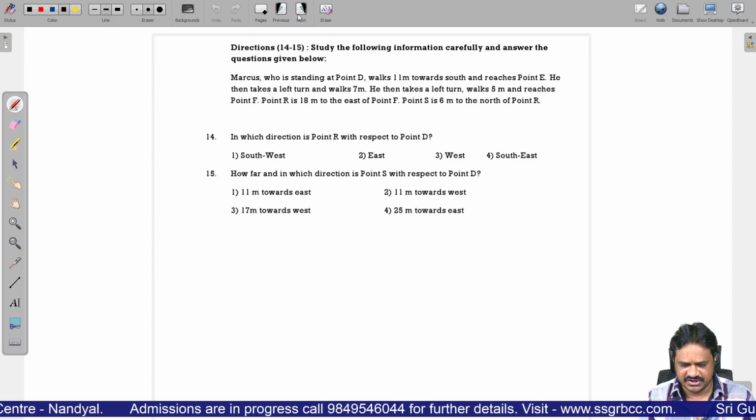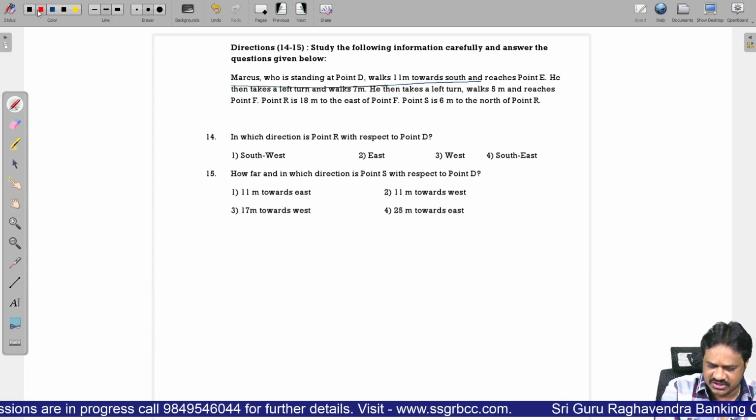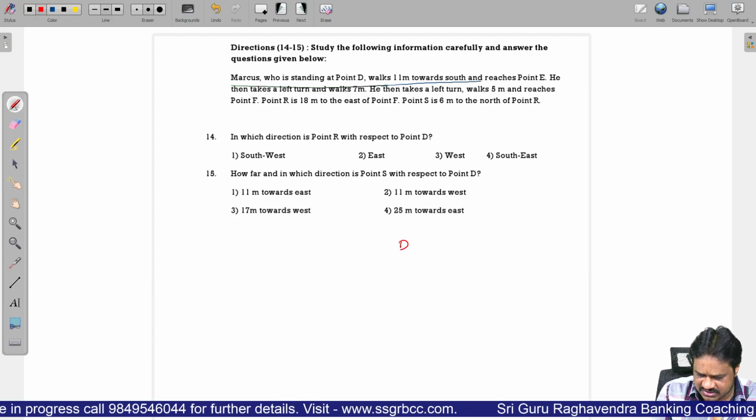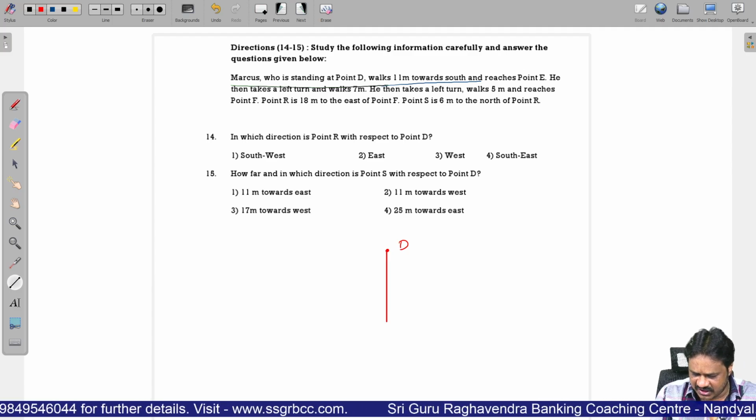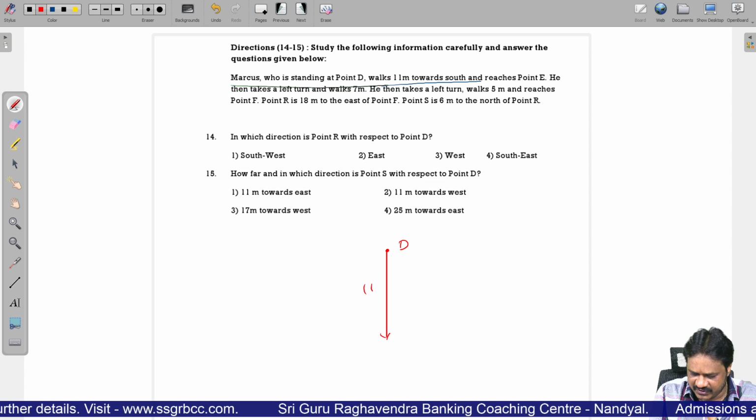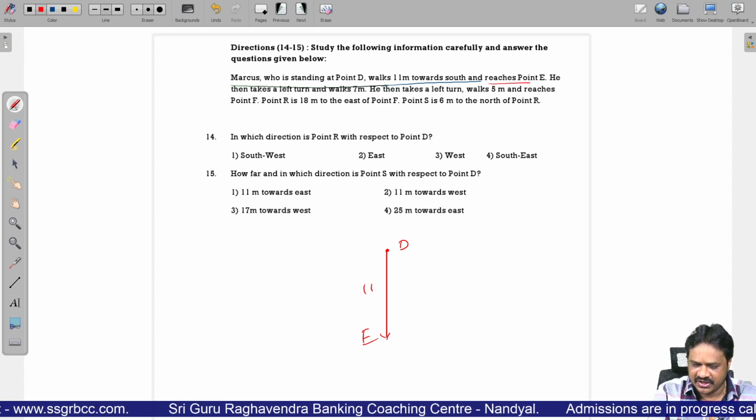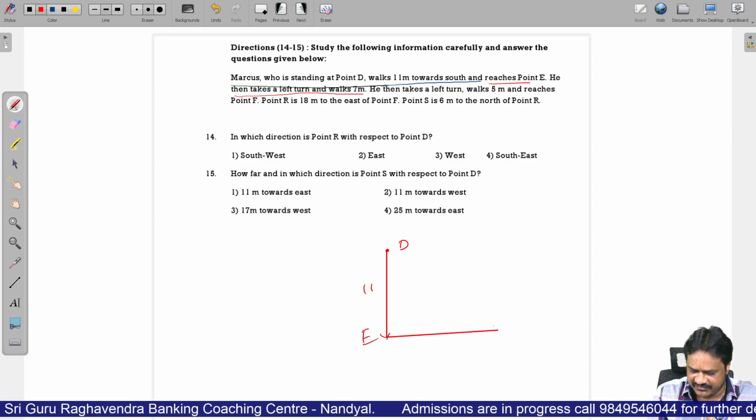Now let us see this one. Marcus, who is standing at point D, walks 11 meters to the south. So Marcus is one person standing at point D. He is walking first 11 meters south, then reaches E. He then takes a left turn. So a south facing person taking left means moving to the east, and walks 7 meters. This time he is walking 7 meters.